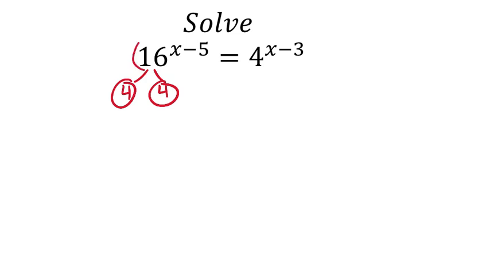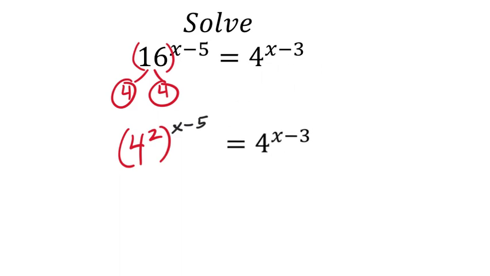So the 16, just the 16 base right there, I'm going to show it as 4 to the power of 2, shown in parentheses. And that would have been to the power of x minus 5. And then this just equals the other side of the equation. So that equals 4 to the power of x minus 3. Okay, now with the exponent, I've got 4 to the power of 2, and then on the outside of the parentheses, I've got x minus 5. By the exponent rules, this means that I would have to distribute the 2.